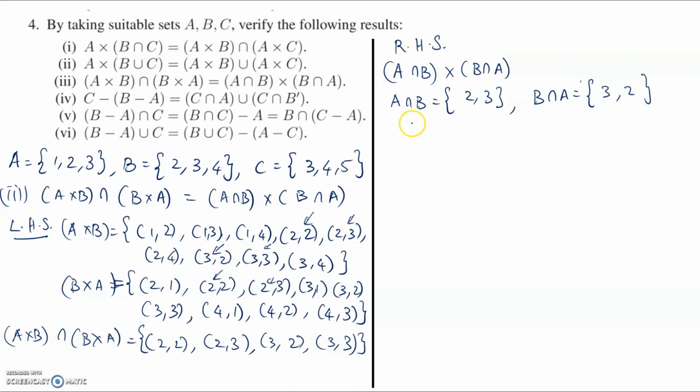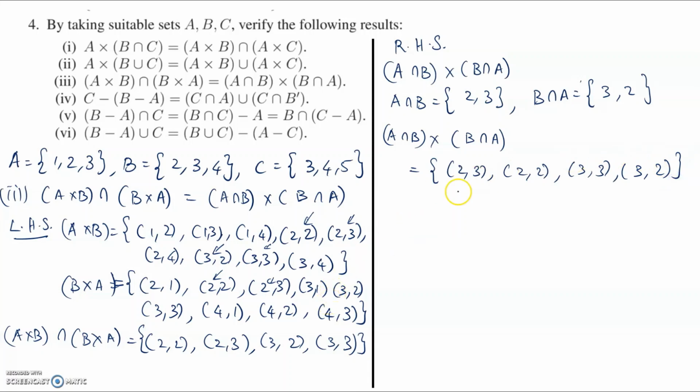Now A intersection B Cartesian product with B intersection A, so that would be equal to 2, 3, 2, 2, 3, 3, 3, 2. So clearly we can see that our LHS is equal to RHS, hence the proof.